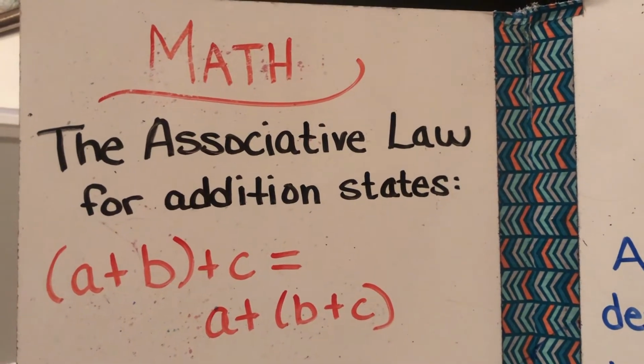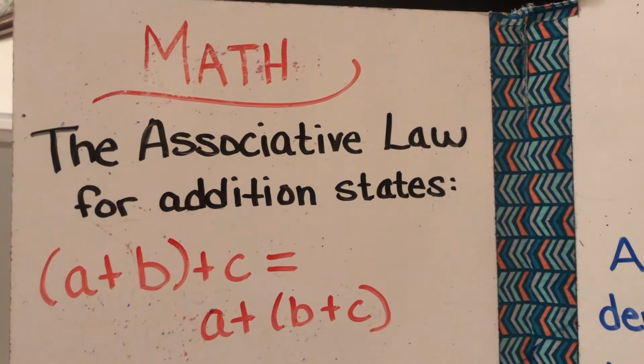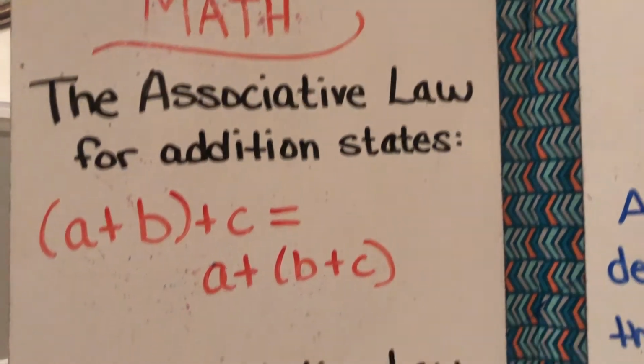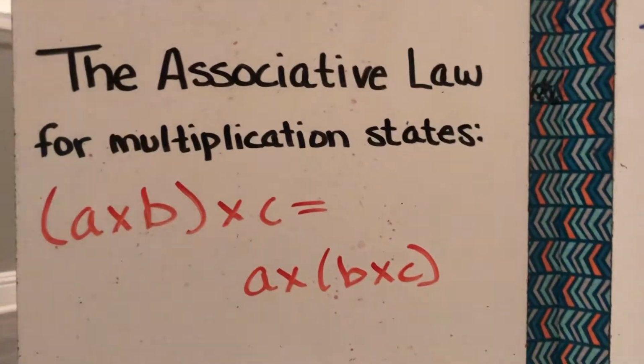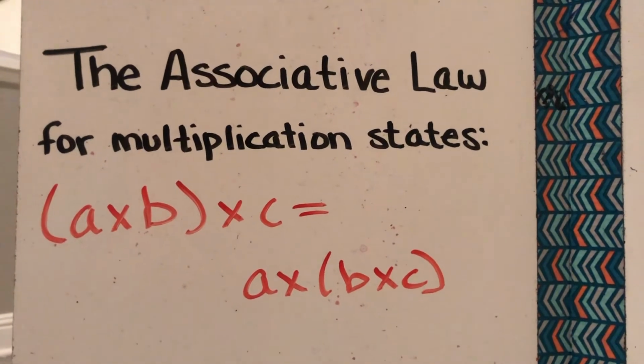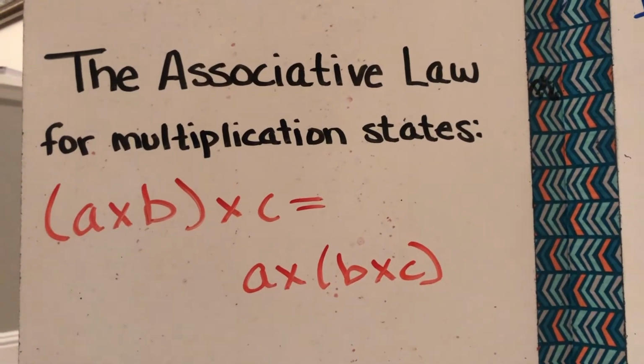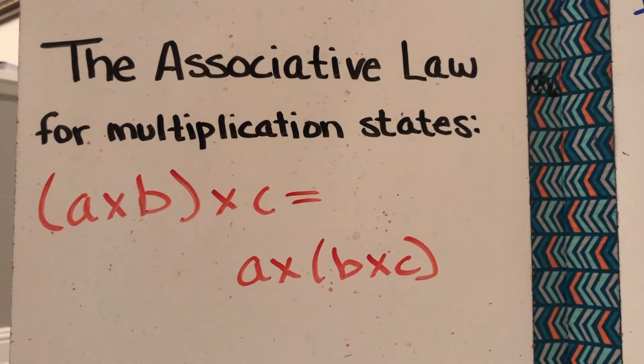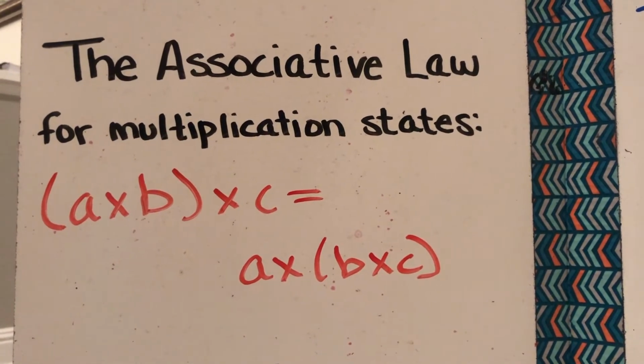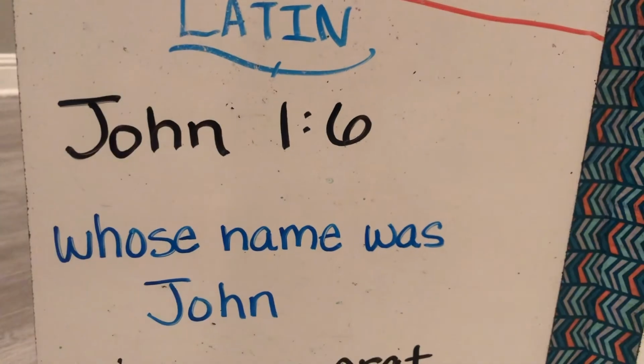The associative law for multiplication goes something like this. Opening parenthesis A times B, closing parenthesis times C equals A times opening parenthesis B times C closing parenthesis.